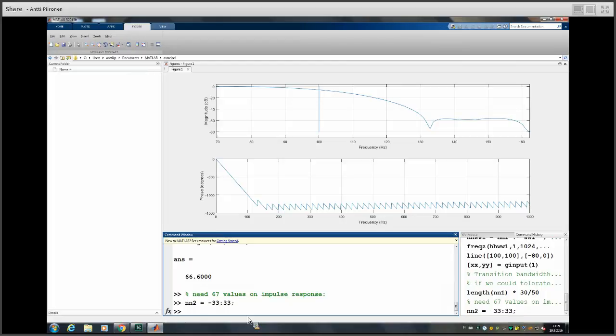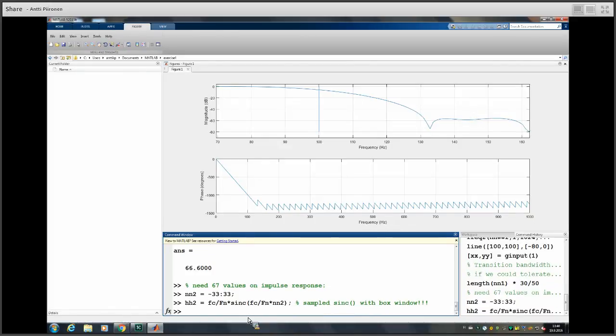And now we can do the calculations for that one. Not NN, HH1. Okay. Oh, not that one, but this one. That's the sink. Then the window.